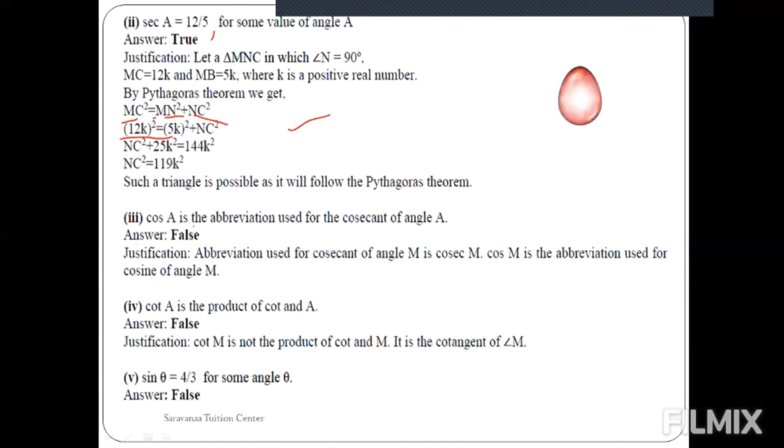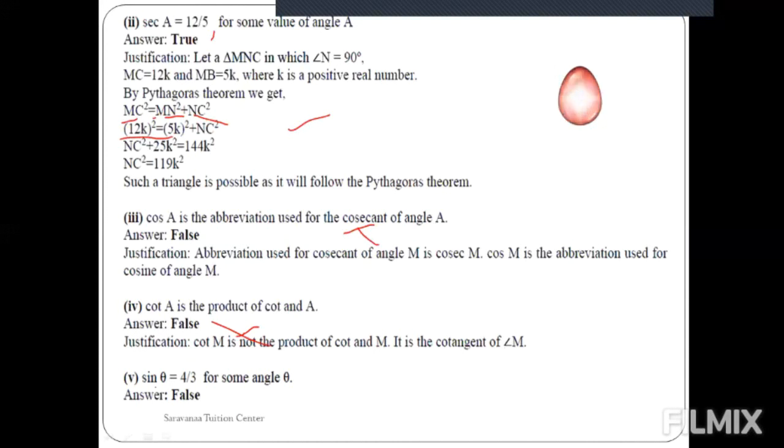Cos A is abbreviation used for the cosecant of angle A. No. Abbreviation used for cosecant of angle M is cosec M. Cos M is the abbreviation used for cosine of angle M. Cos is different, cosecant is different. Okay. Cot M is the product of cot and M. False. No. Cot M is not the product of cot and M, it is the cotangent of angle M.